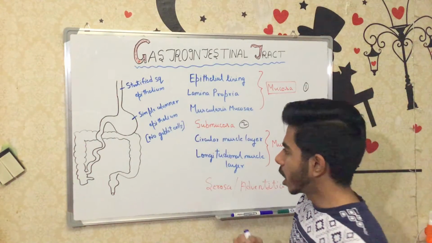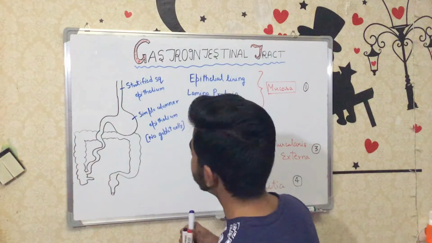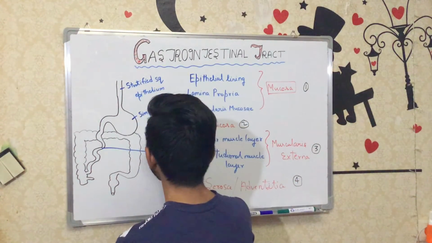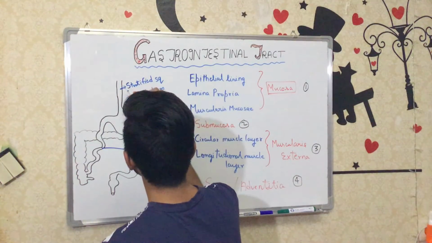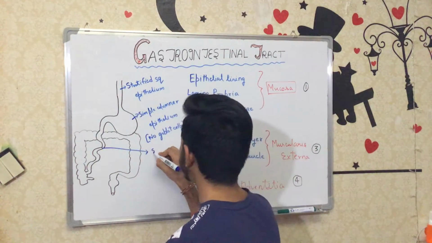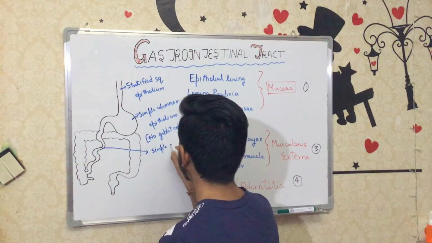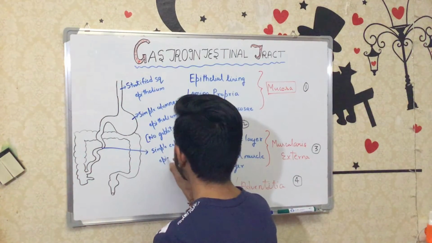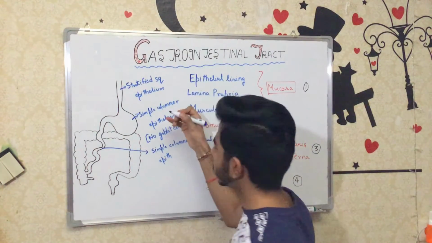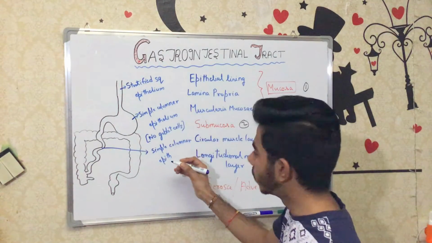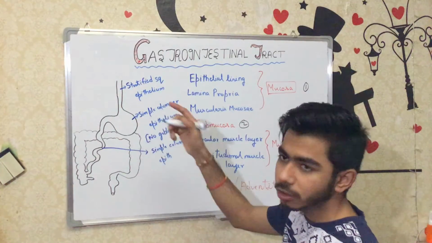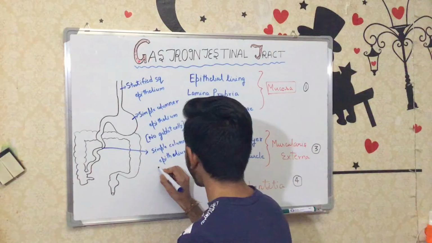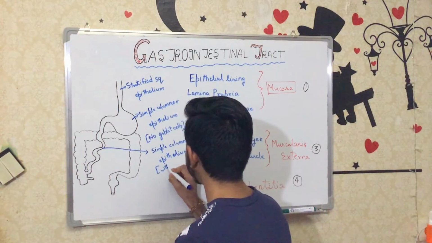However, if I talk about the small intestine, the same simple columnar epithelium is present, but with goblet cells. Unlike the stomach, they do have goblet cells, while the stomach doesn't have goblet cells.